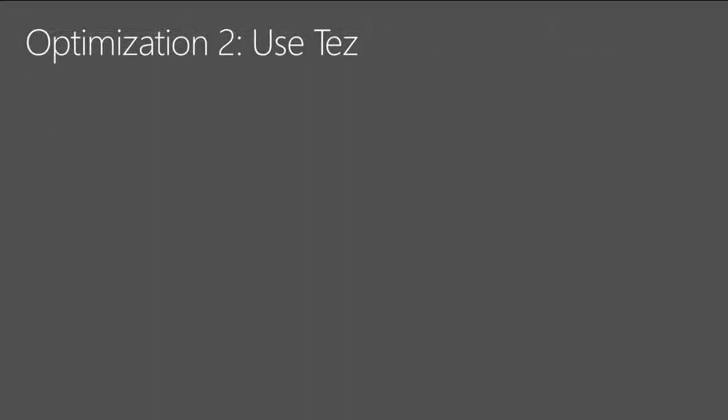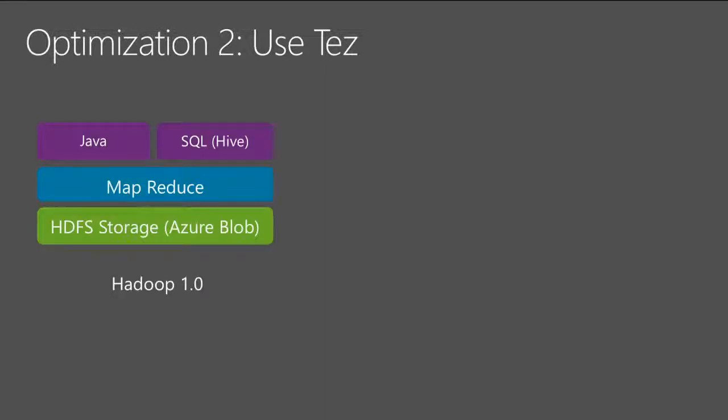So the second thing we're going to talk about is use Tez. So what is Tez? When Hadoop was first launched, this was the architecture. It was quite simple. You had HDFS storage. On top of that, you had the MapReduce engine, and you would run either Java or SQL Hive on MapReduce. However, as I mentioned, MapReduce was built mostly for Java apps, right? It was not really built for Hive. Hive came later. So there were a lot of things you could do to make MapReduce better.